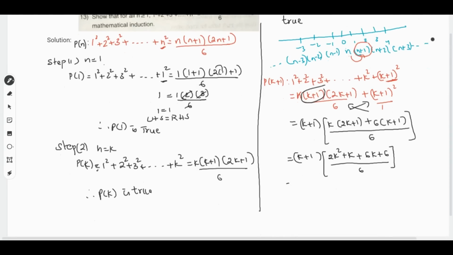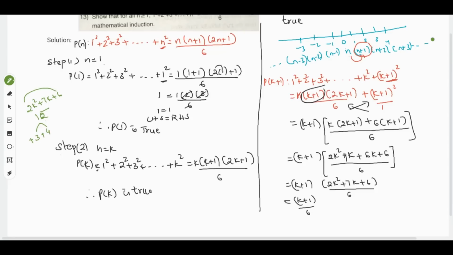Further simplifying, we get k plus 1 into 2k square plus 1 plus 6 is 7k plus 6, divided by 6. So this divided by 6, I'll take it outside, k plus 1 divided by 6. Now simplifying this in factor form, we have 2k square plus 7k plus 6. If I take the factors for 2 into 6, 2 sixes are 12. Find the factors for 12. It will be 3 and 4. 3 fours are 12. So it will be plus 3 and plus 4.